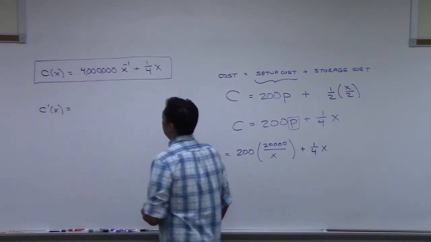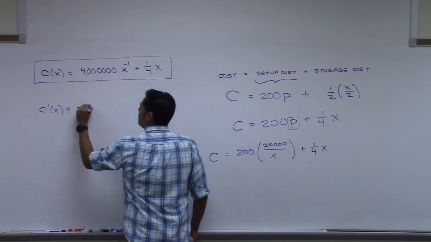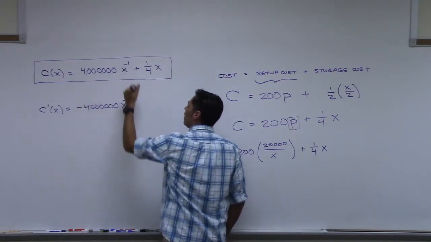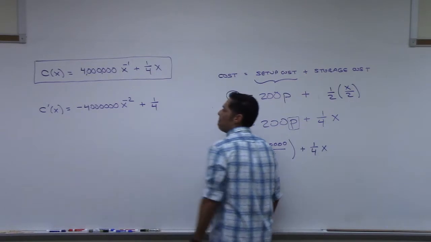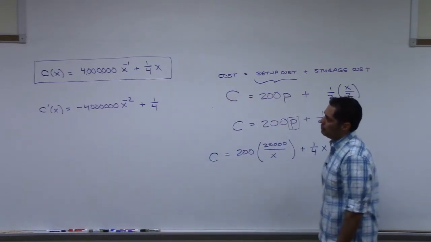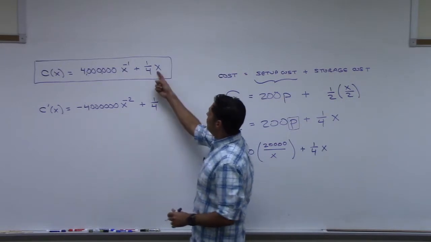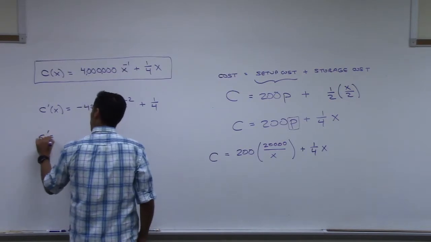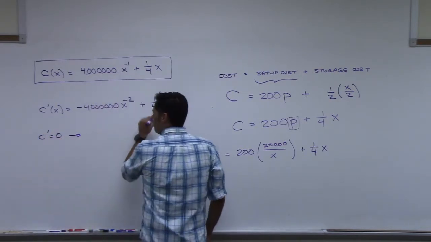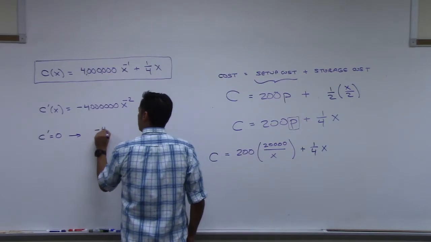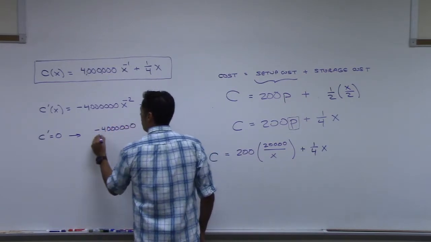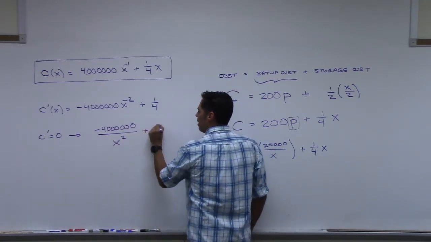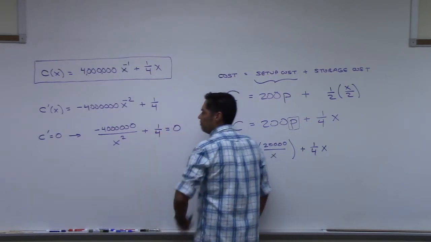So what is the derivative of that? Negative 4 million X to the negative 2, so the negative 1 came out, then we subtracted 1, and then plus 1/4. Yeah, so this right here, derivative of X is 1, then 1/4. So now we set this to 0, right? Yeah, you can change that to 0.25. I'm going to write this now like this: 4 million over X squared, so I'm going back to the notation where I dropped that down, and then plus 1/4 equals 0.